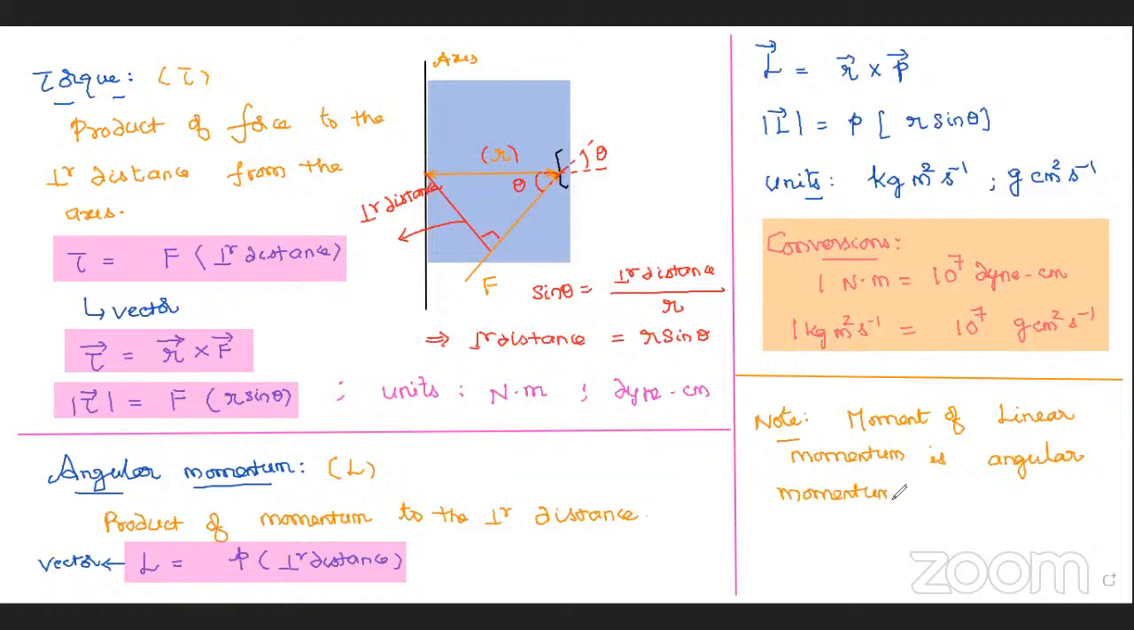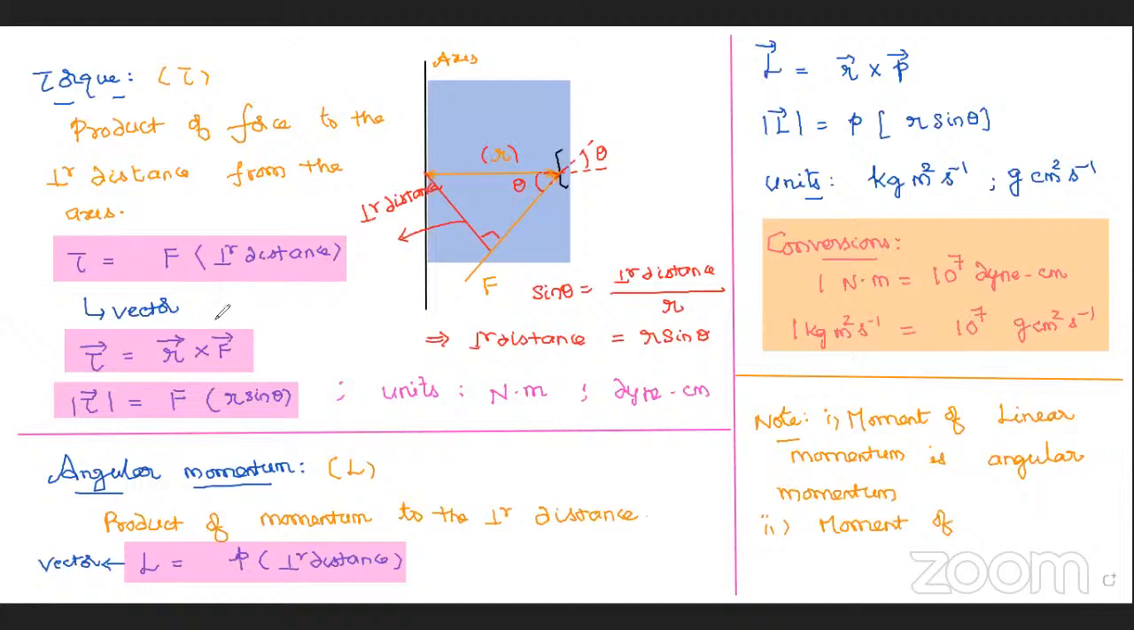Simple definition for angular momentum. No need to write the big one, product of momentum and the perpendicular distance. Just moment of linear momentum. That's it. And number 2, same thing we got in torque also. That is R cross F. Yes, same here. Moment of, not linear momentum, moment of. This is the short definition of torque.